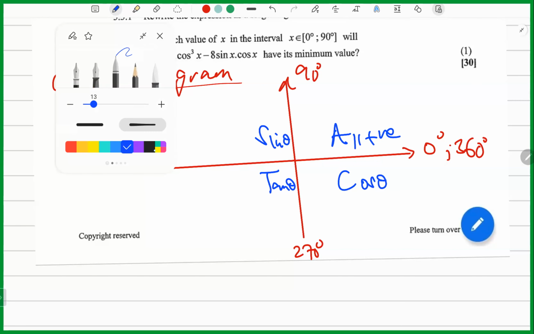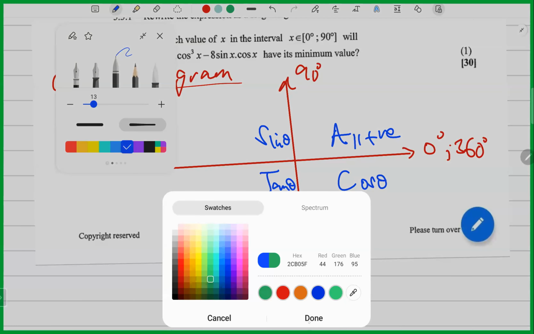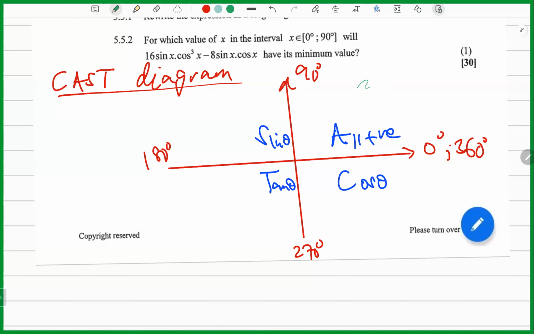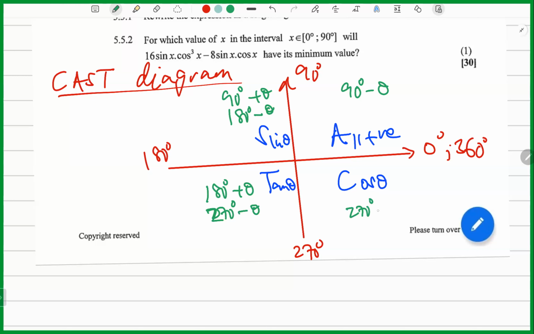Okay, now there are a couple of things that we expect you to know at matric. In the first quadrant, you'll have 90 degrees minus x. In this quadrant, you will have 90 degrees plus x, but you also have 180 degrees minus x. Here you have 180 degrees plus x, but you also have 270 degrees minus theta. Here you have 270 degrees plus theta, but you also have 360 degrees minus theta. Here you also have 360 degrees plus theta.